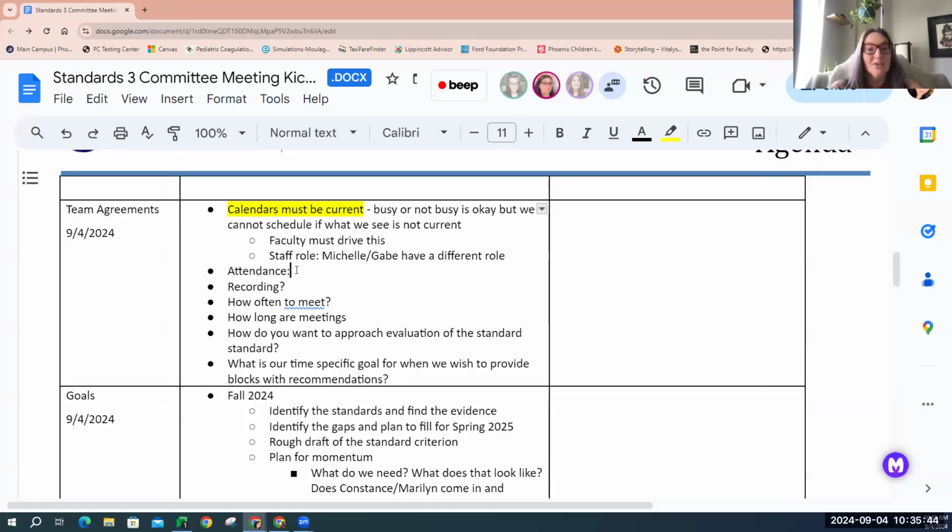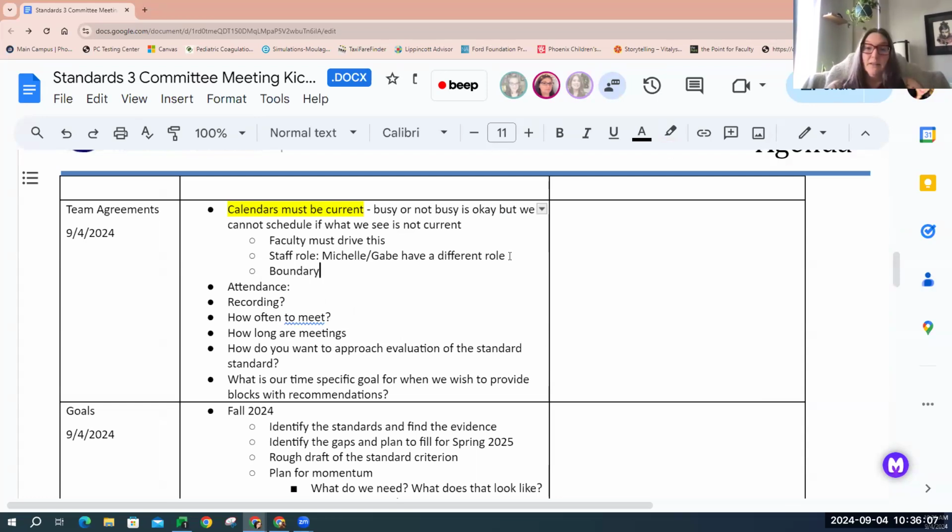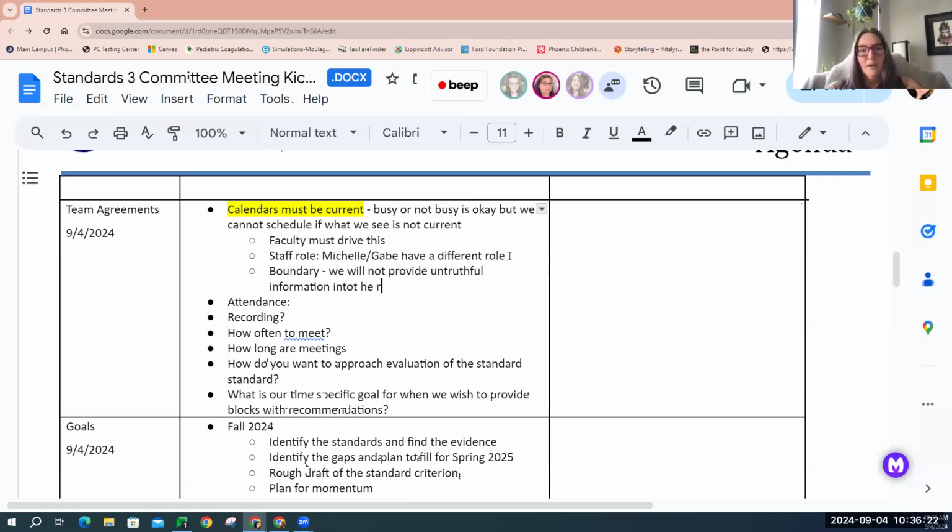So Marilyn's already said calendars must be current, right? Busy is fine, but you have to have this on there so that we can find the time to meet. It's faculty driven. And I'm telling this to everybody. I will not put myself in a position where my name is associated with a document to an accrediting agency where it is not 100% truthful. So if faculty did not participate, then faculty did not participate. And I won't be placed in that position. So everyone really does need to be able to participate, keep their calendars up to date. It's just a good practice anyway, whenever we're setting meetings.